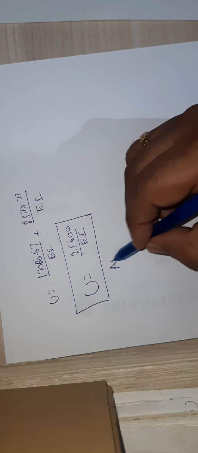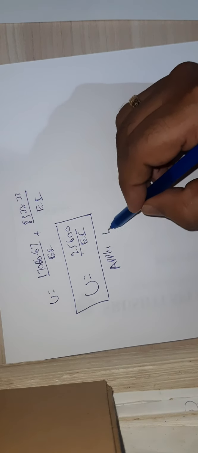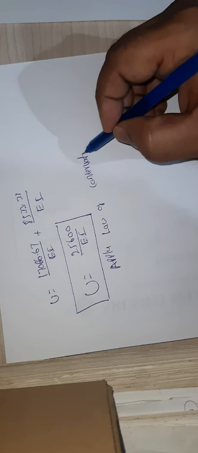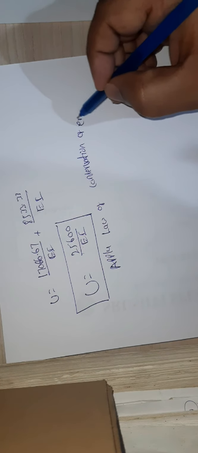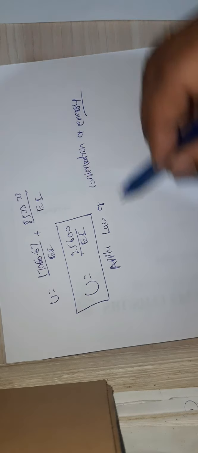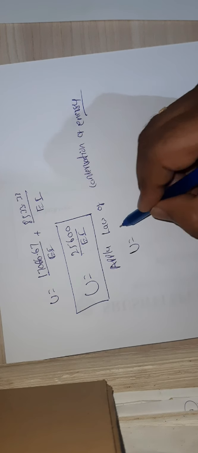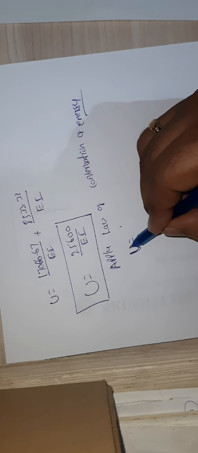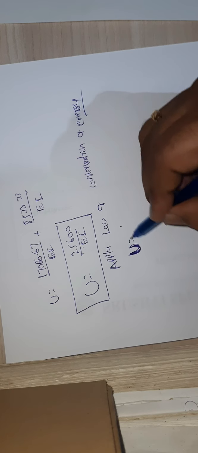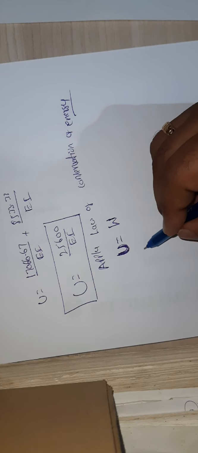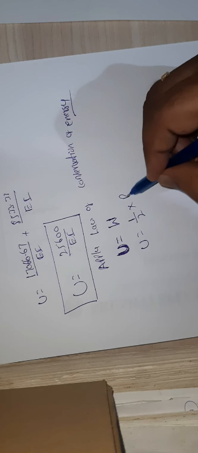So now you can apply the law of conservation of energy. What is the law of conservation of energy? U, the strain energy or internal energy stored, equals the external work W. What is the external work done? External work equals half into P into delta. Half into P into delta.